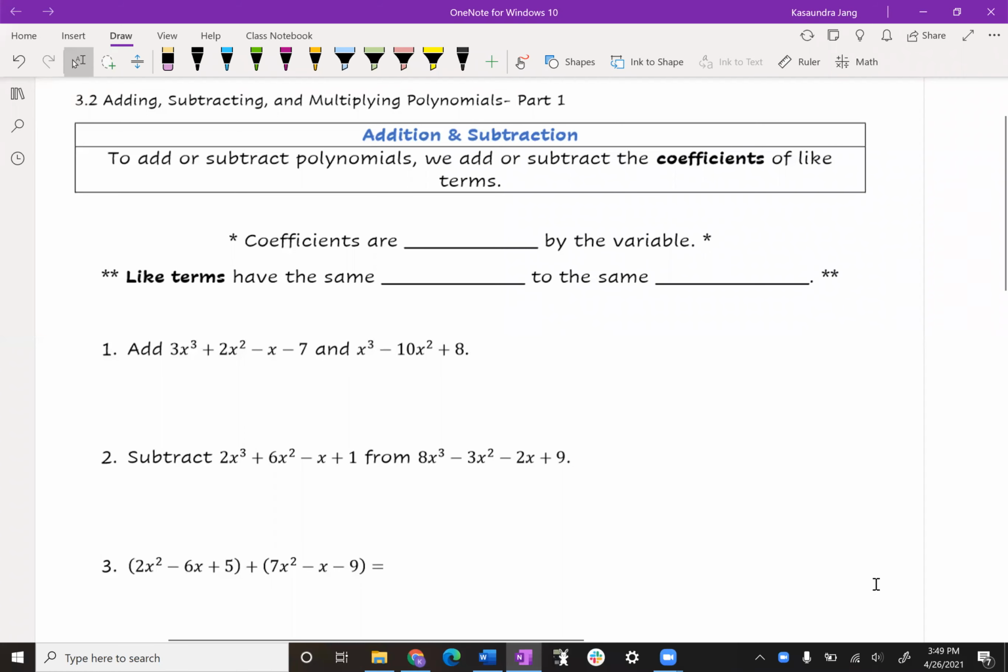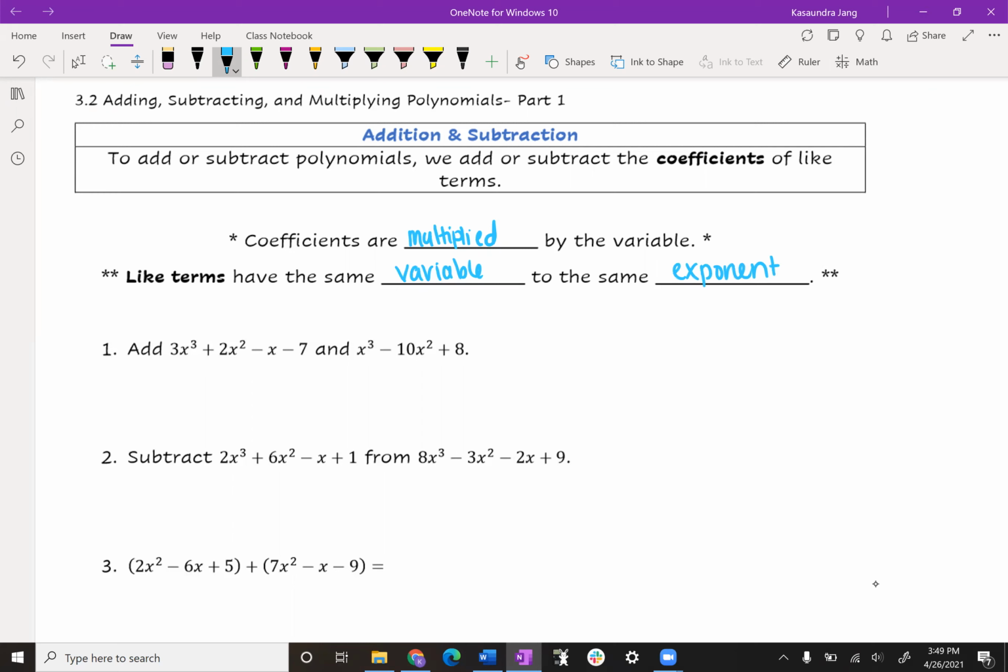Hey guys, so let's get started with 3.2. We are adding, subtracting, and multiplying polynomials. As far as addition and subtraction goes, it says to add or subtract polynomials, we add or subtract the coefficients of like terms. So coefficients are multiplied by the variable. I'll write that down here. Multiplied by the variable, and like terms have the same variable to the same exponent.